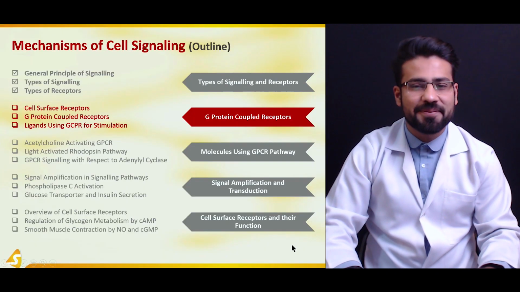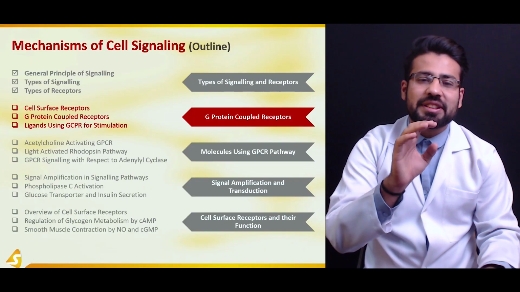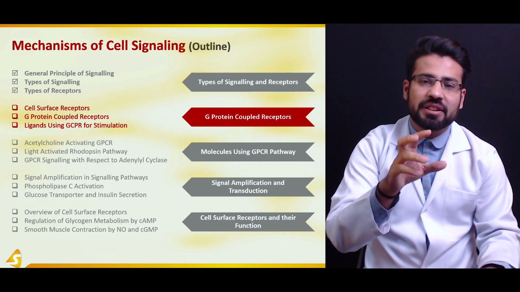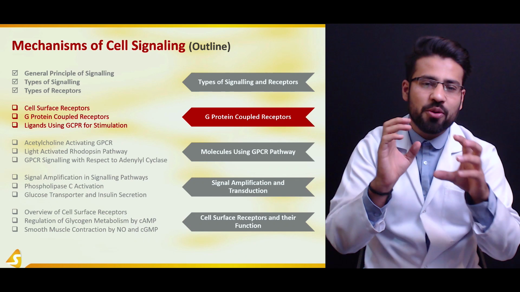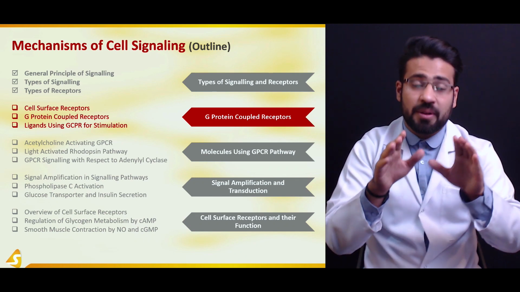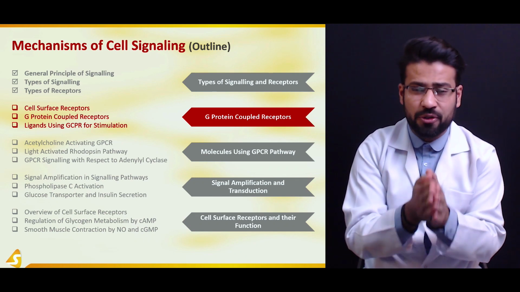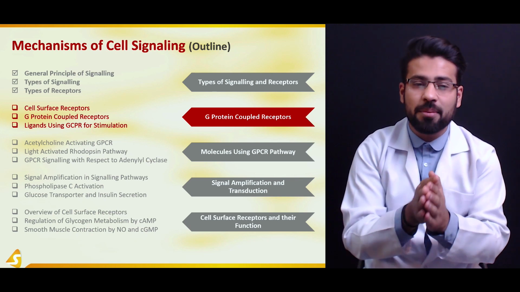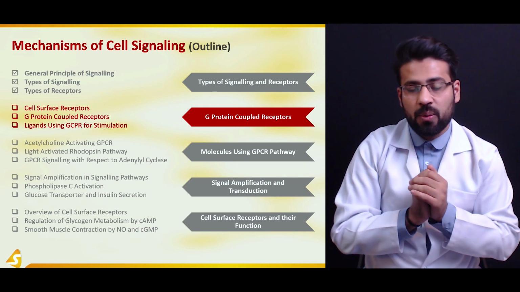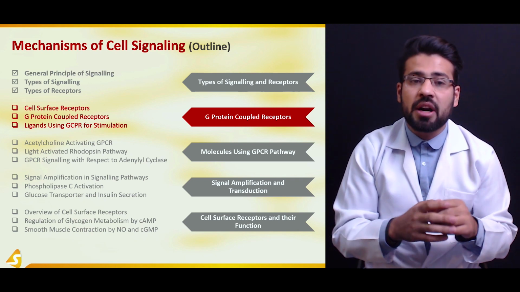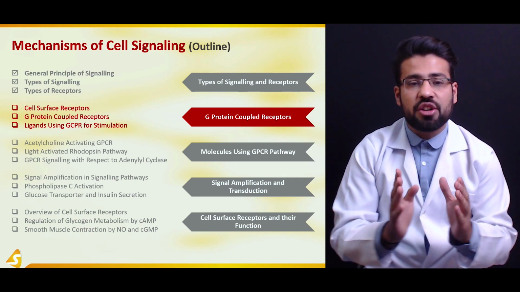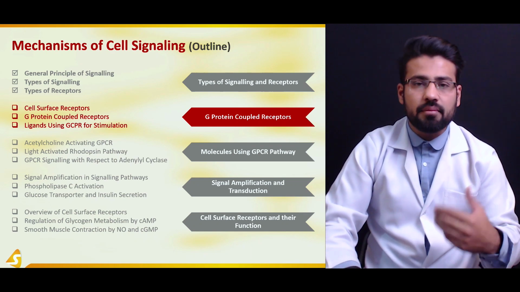Let's get started. We are going to start off with the discussion of the structural basis of the cell surface receptors, and we are then going to move into the discussion specifically of this particular type of receptor. We are talking about G protein-coupled receptors, and then we are going to have a look at the ligands that are being used for GPCR stimulation. So let's get started.